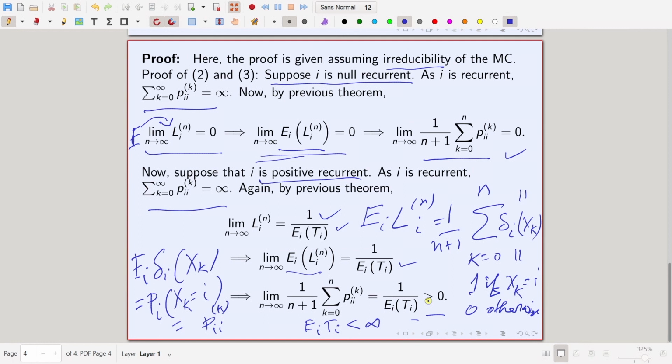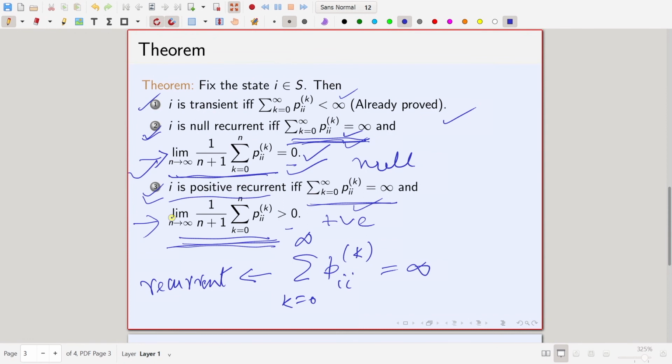Now, this also says that all these are if and only if, because of the reason which I explained before starting the proof. If I have to show that this plus this implies that it is null recurrent: since this sum is equal to infinity we know that it is recurrent. Now, if it were positive recurrent, this part tells you that this limit has to be positive, but we are starting with the limit equal to 0. So it cannot be positive recurrent, but has to be null recurrent, and similarly you can conclude for positive recurrent. So these are if and only if criteria. This gives you a complete characterization of a state.